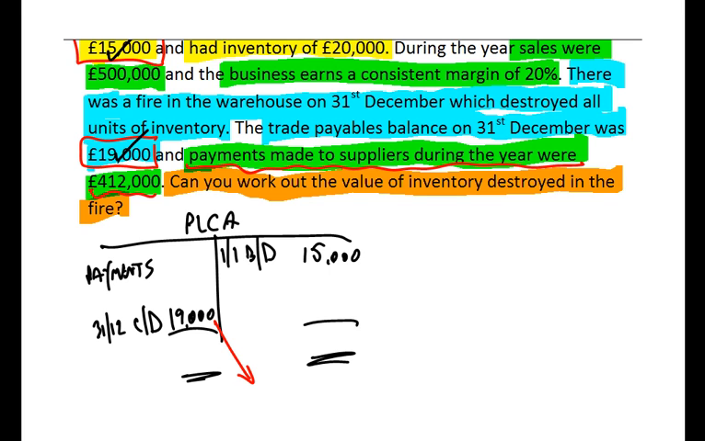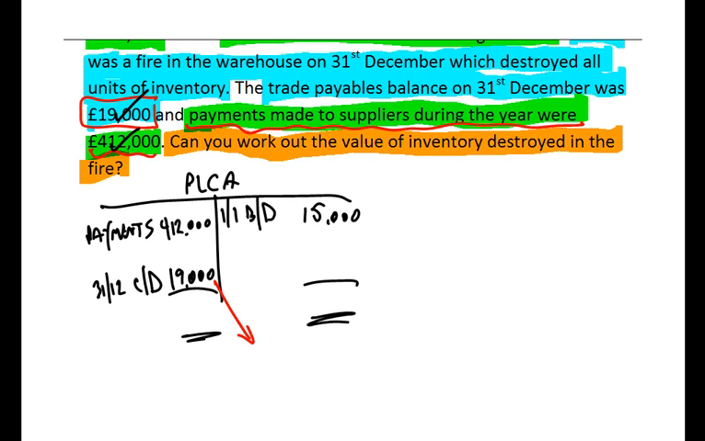We would debit the purchase ledger control account by £412,000. The other side of that double entry would be a credit to cash. You can imagine we've paid that amount of money out. And if I tick that off, so I've now taken 3 figures from the information we're given into my purchase ledger control account. Well, why is that useful? Well, I can now balance up my purchase ledger control account to identify a missing figure.